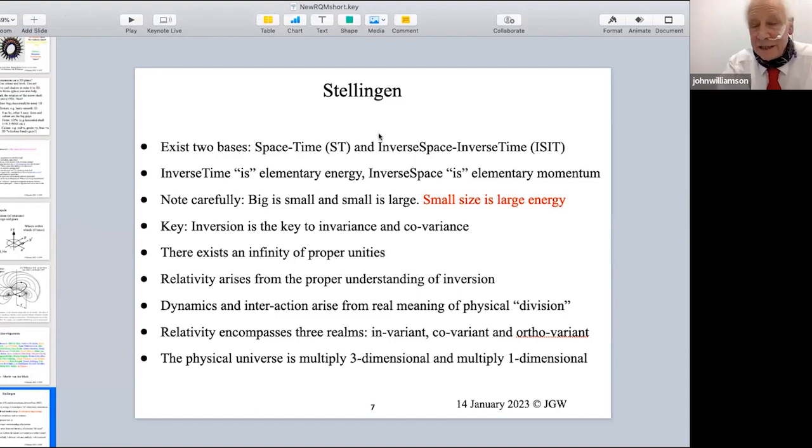These are Stellingen. There isn't a proper English word for this, so I've used the Dutch word; it's kind of like how you set your stall up. These are the starting points of this talk.